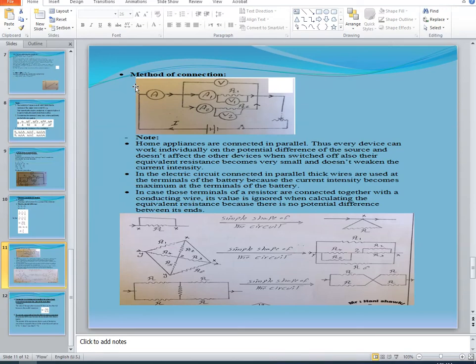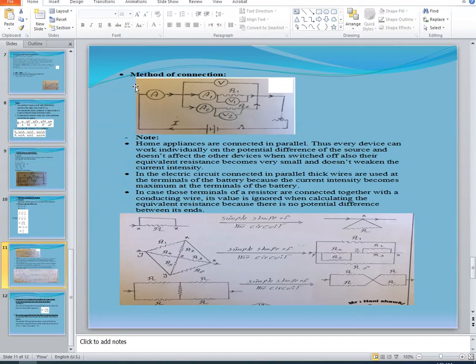But now let me ask you a very important question. What do you prefer? To connect the appliances at home in a parallel way or a series way? You know that the purpose of the series connection of resistors is to give a high R equivalent, but parallel connection will produce a low R equivalent. So which is better from your point of view?